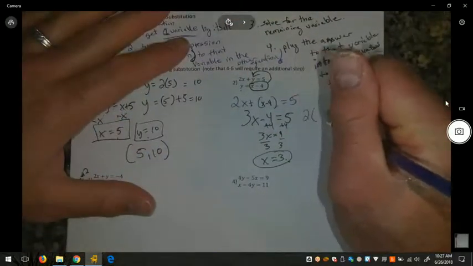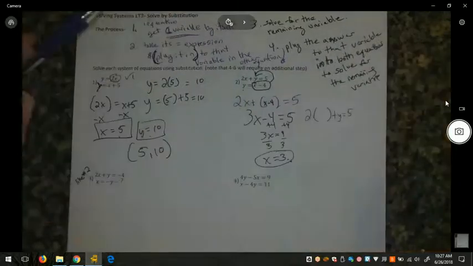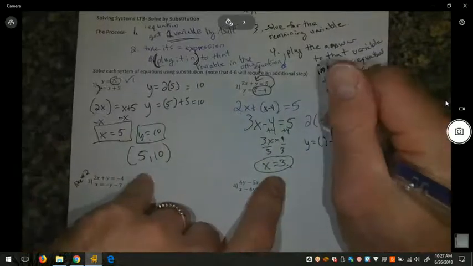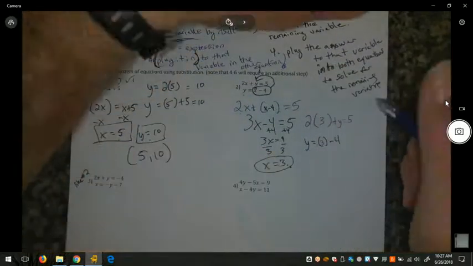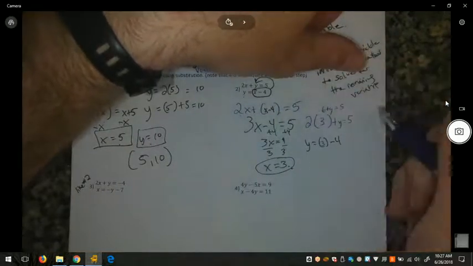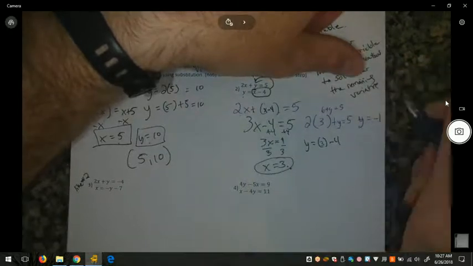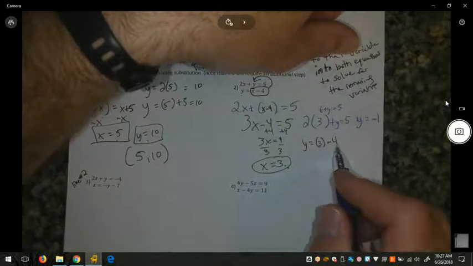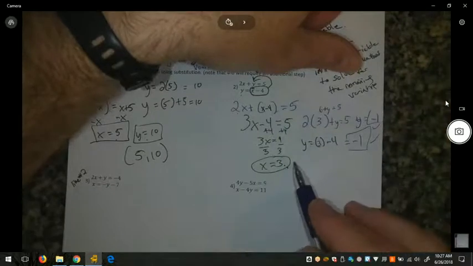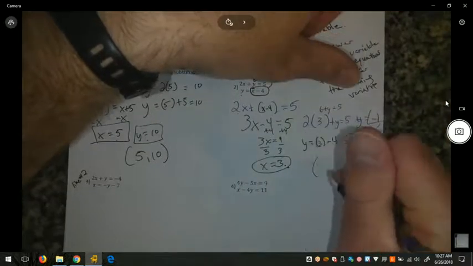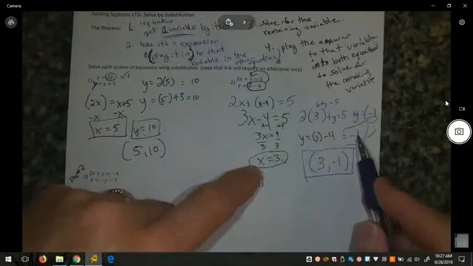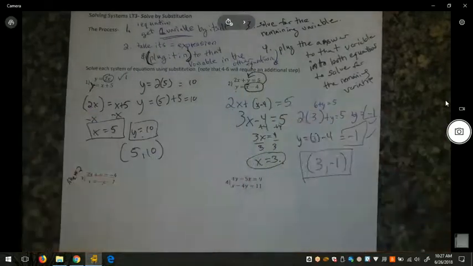My top equation was 2x plus y equals 5. My bottom equation was y equals x minus 4. In place of x, we're plugging in 3, or substituting in 3. 2 times 3 is 6, so this becomes 6 plus y equals 5. When you subtract 6 from both sides, you get y equals negative 1. For this one, y equals 3 minus 4, which is negative 1. Since they give me the same answer, I know that I solved for x correctly and that I have the correct y value. So our ordered pair is 3, negative 1. X is 3, y is negative 1. That point is the solution to both equations.